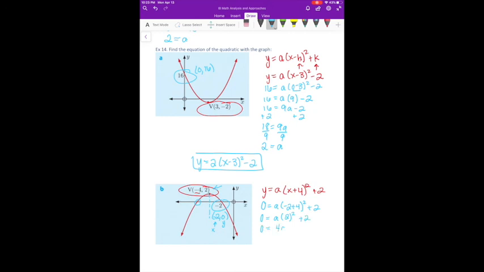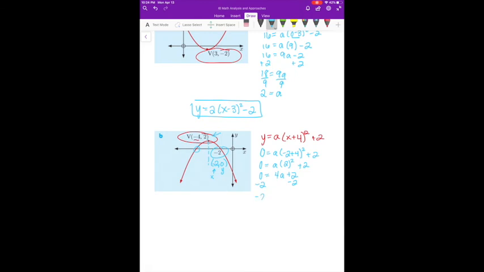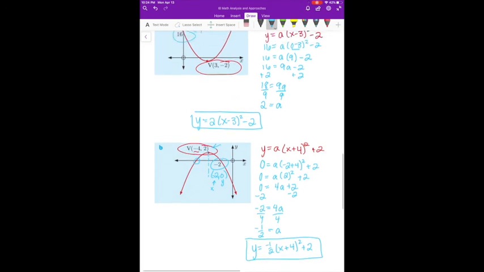So 0 equals 4a plus 2. Minus 2 on both sides, so I get negative 2 equals 4a. Divide by 4. So a equals negative 1/2. All right, it's negative, concave down, it's good. So my quadratic is y equals negative 1/2 times x plus 4 squared plus 2. That's my quadratic equation.